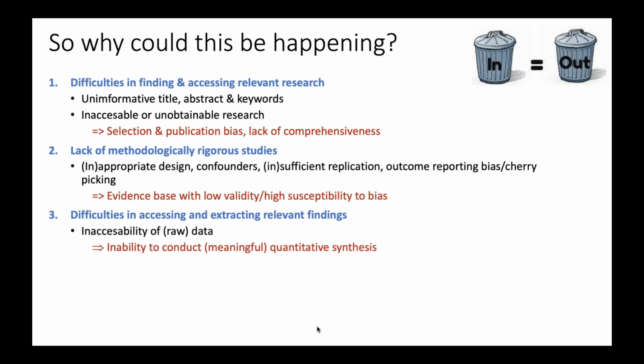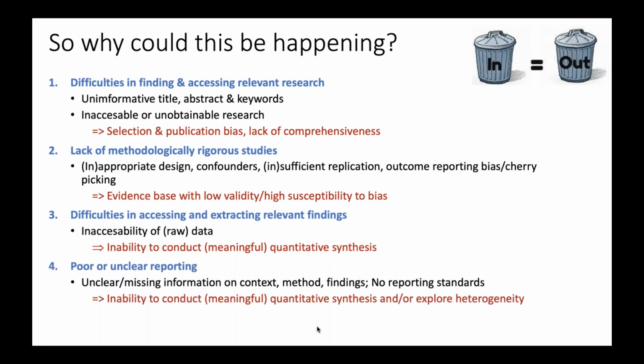We also have difficulties in assessing and extracting relevant findings because there is no accessible raw data, and this prevents us from conducting meaningful quantitative synthesis or meta-analysis. And also often we come across poor or unclear reporting in primary research because there are no reporting standards so far that I'm aware of in conservation, for example, for impact assessments. Therefore we often miss information on the context, on the methods, etc., that are important pieces of information in order to conduct a meaningful quantitative synthesis or explore heterogeneity in the evidence base. However, I hope to show that there are some potentially simple fixes for this.